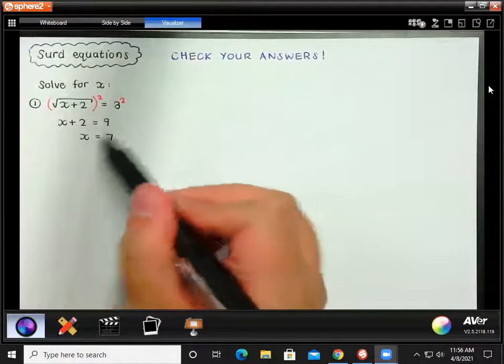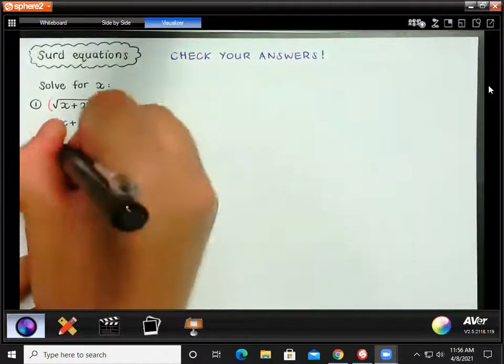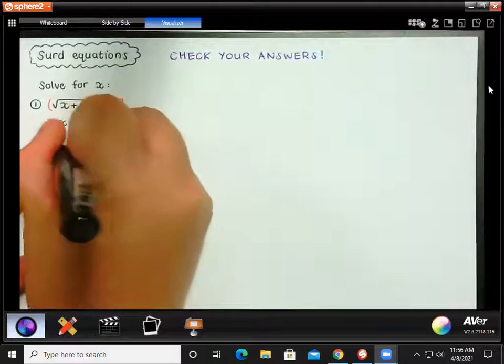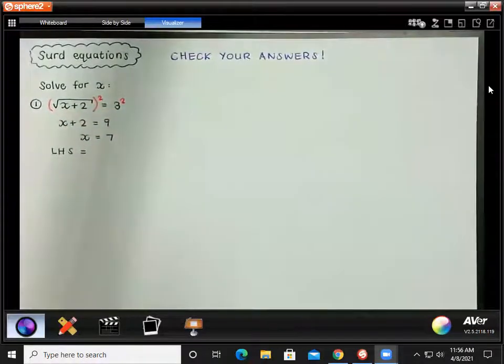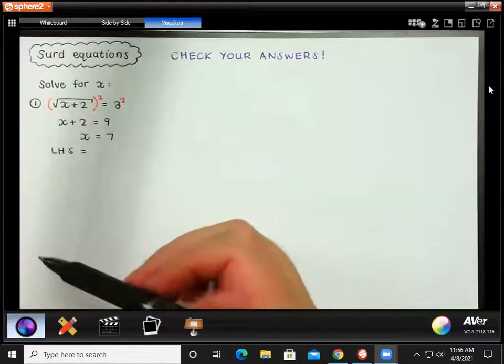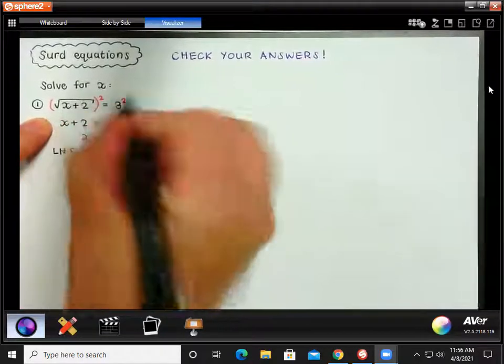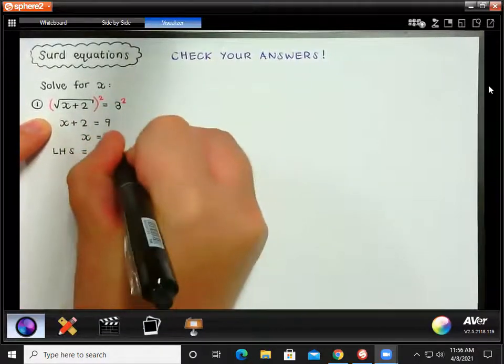Okay, now how would you check your answers, guys? What would you have to do? Sub it back into the original thing. Hey, so you don't have to write this down as a part of your answer. You can just do it on the calculator or in your head. But let's just write it down so that we remember that we have to do it. So on the left-hand side, we have the square root of x plus 2, which will now have to be 7 plus 2, hey?